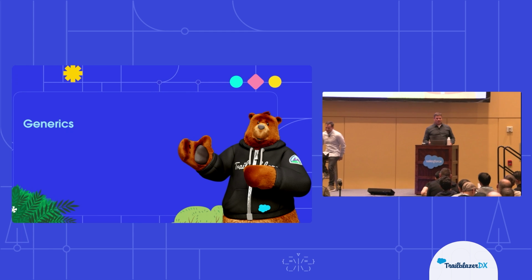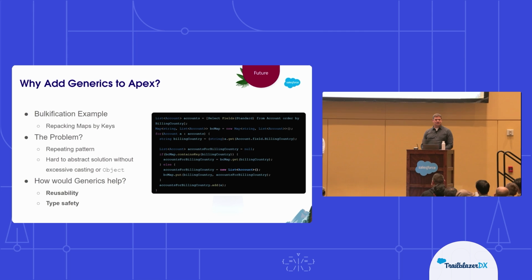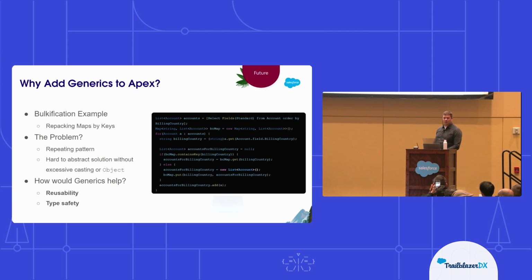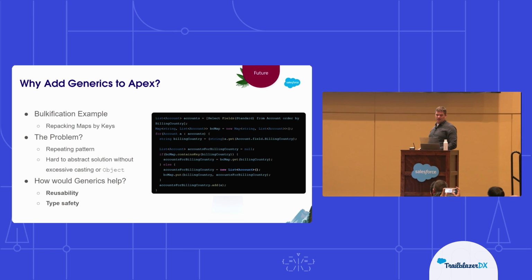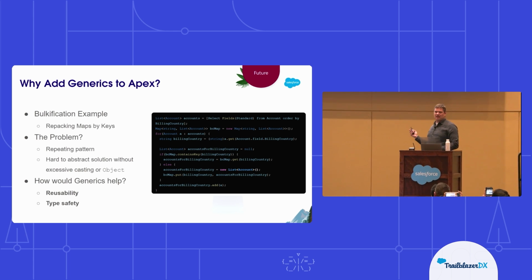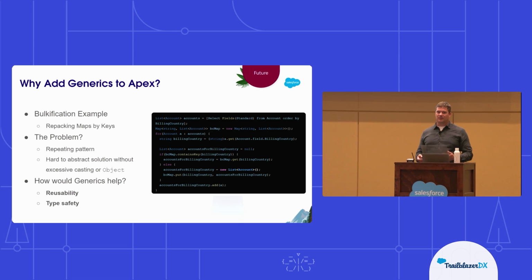So let's go over where we're at with generics. Some of you who were here last year may have seen this slide, but I think it's important that we go over why we would want generics in Apex and what they would actually give us. So I'll start with this code example here, which is a fairly common scenario. I'll walk you through it, that most developers have probably come across.